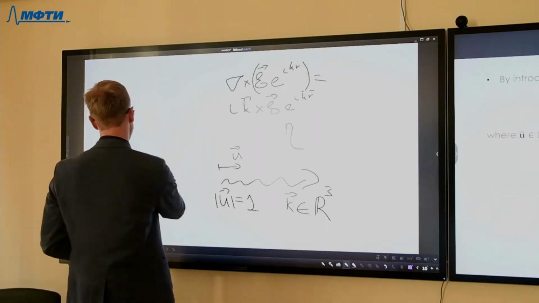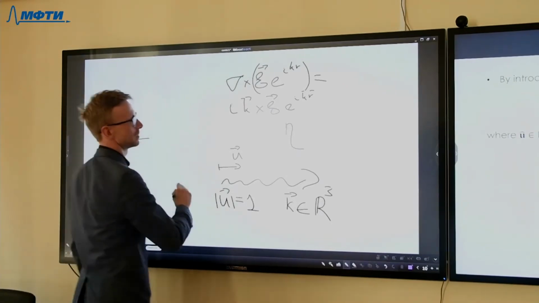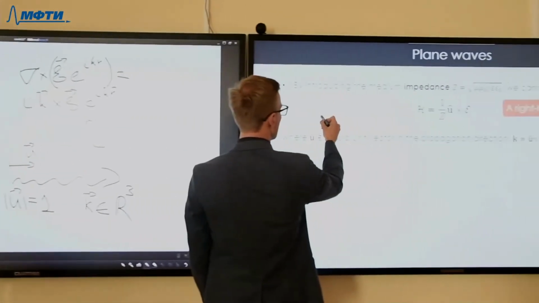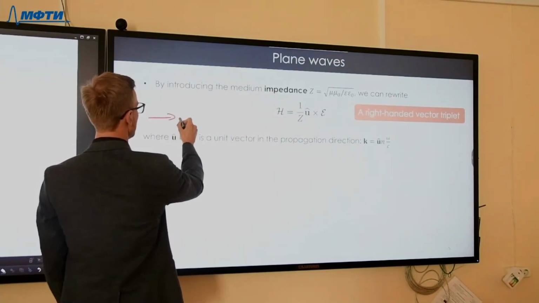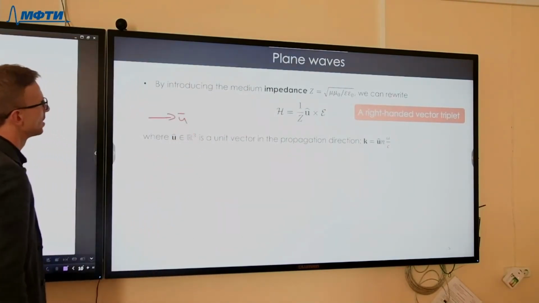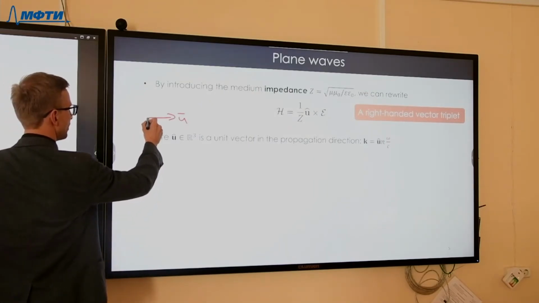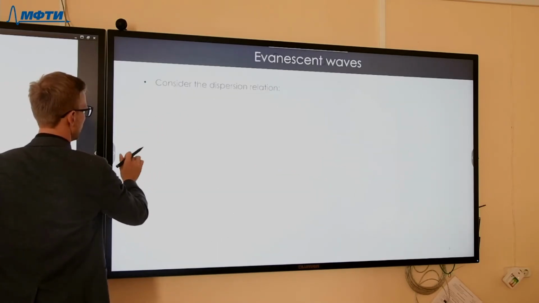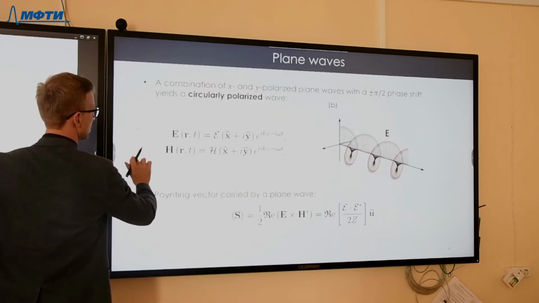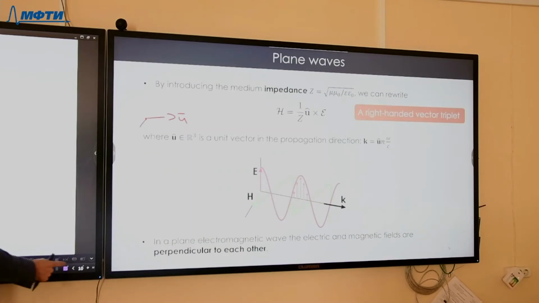So if I have my, I'll draw it here. If I have my k, no, let's say my u, my unit vector here, okay, then I'm gonna have the electric field like this. No, this is not working. Let me do it here.